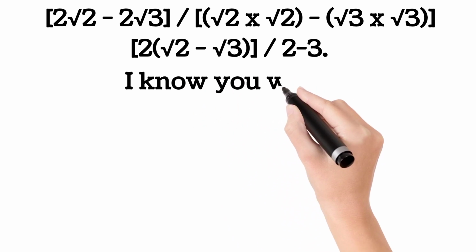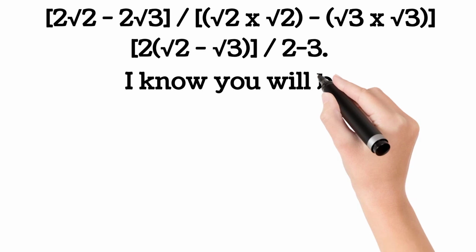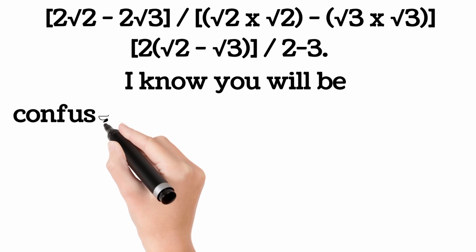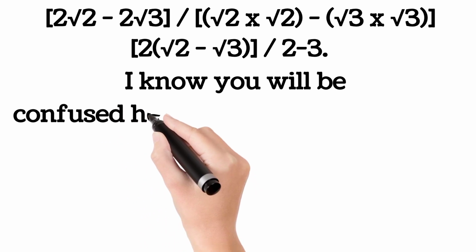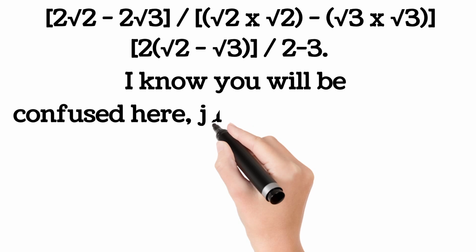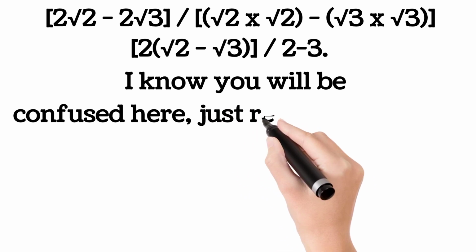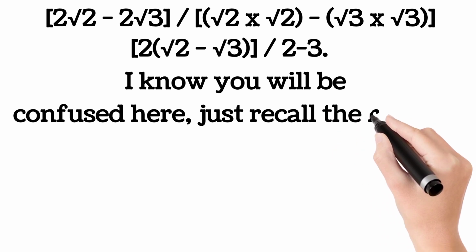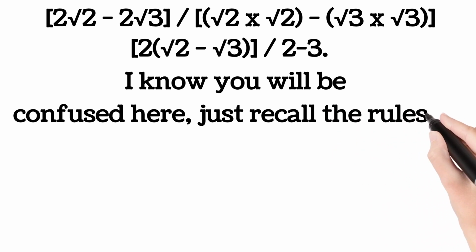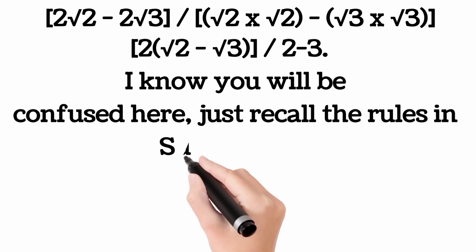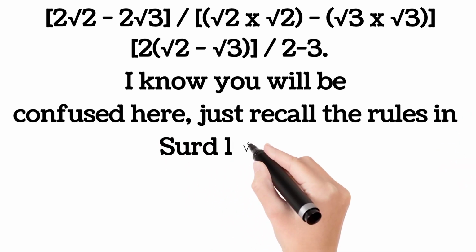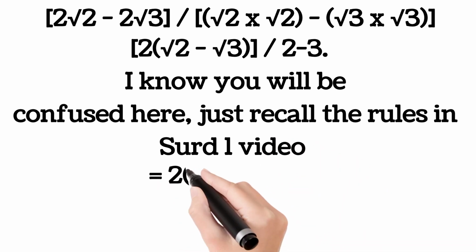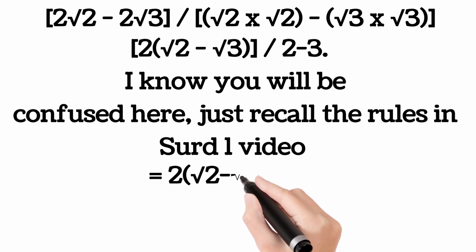I know that you will be confused in this, how I got 2 minus 3. That is gotten from what we did in the rules guiding surds. That is root n times root n equals n, so root 2 times root 2 is 2, and root 3 times root 3 is 3. So watch the video of surd 1.